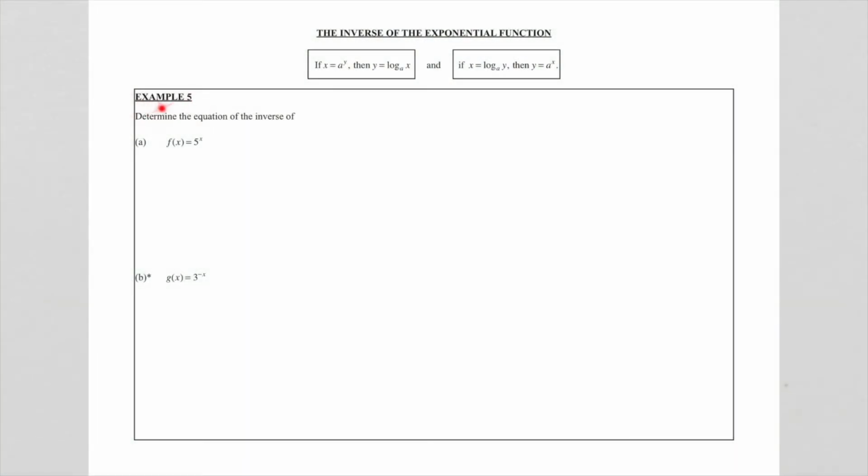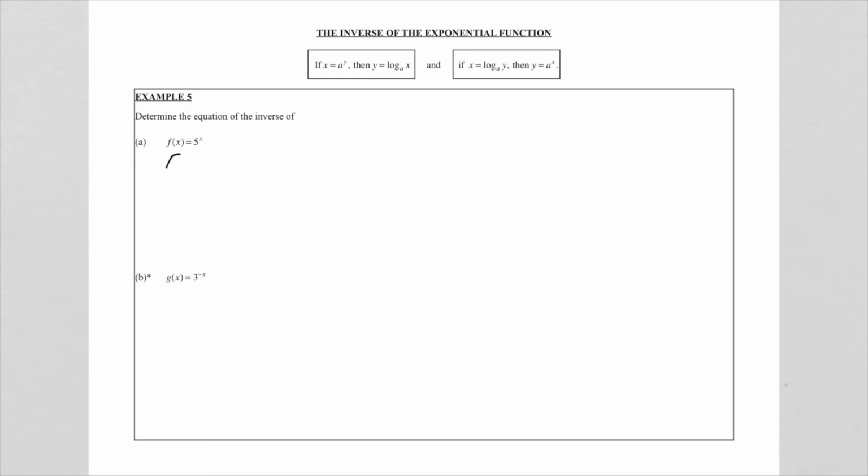In this example, they say that we need to determine the equation of the inverse of f(x) = 5^x. Now, you will recognize this f(x) = 5^x as an exponential function, and it's the increasing exponential function because the base is greater than 1. So we're going to apply the same principle. We're going to swap x and y.